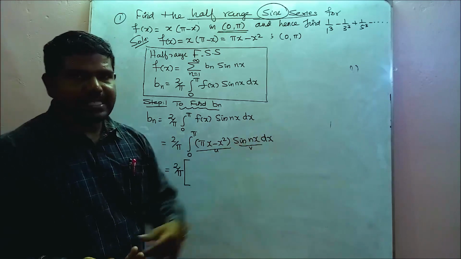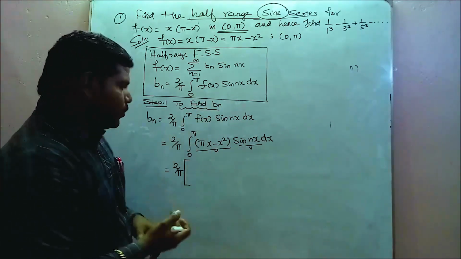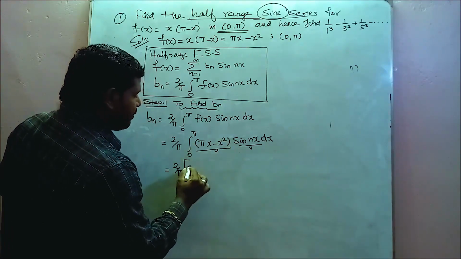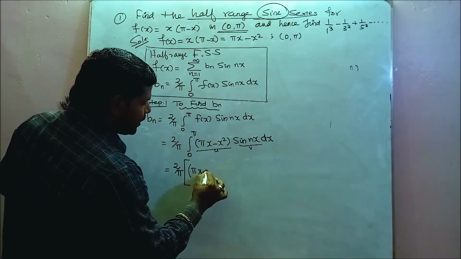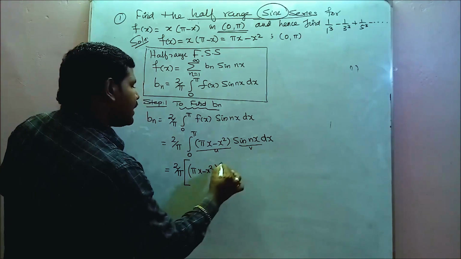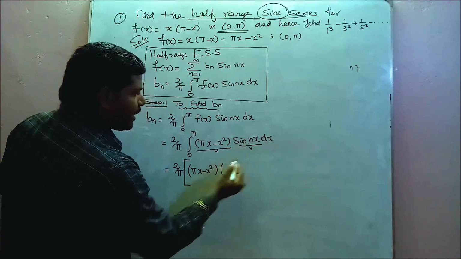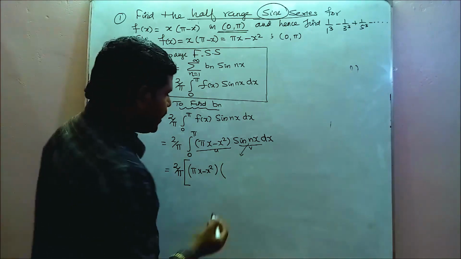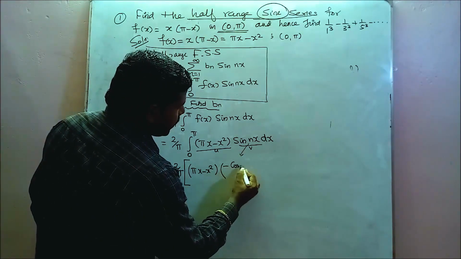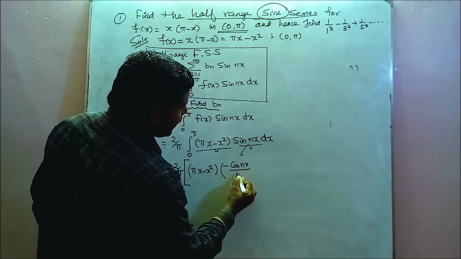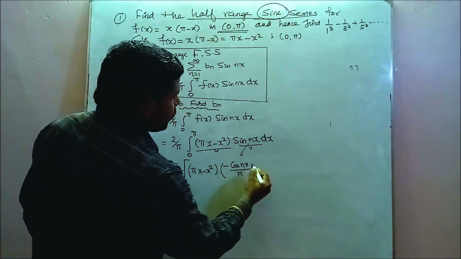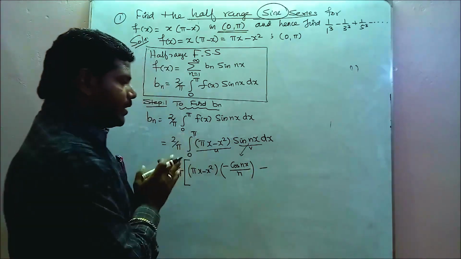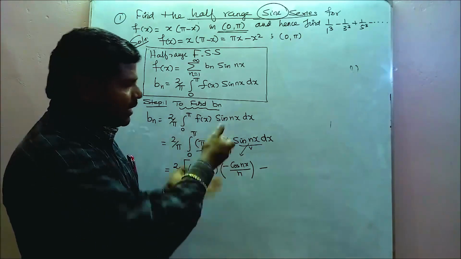So for integral of u v dx, I already explained the formula. The formula is: write the first term as it is. So no change for the first term. So pi x minus x square is the first term. Then open the bracket again, integration of the second term. Integrate the second term and write it: the integration of sin nx is minus cos nx divided by n. So close the bracket. Then the formula signs alternate, plus and minus: first term plus, next term minus, next term plus, and so on.